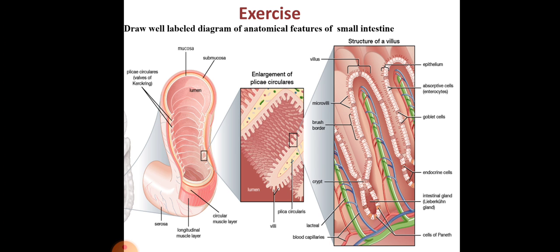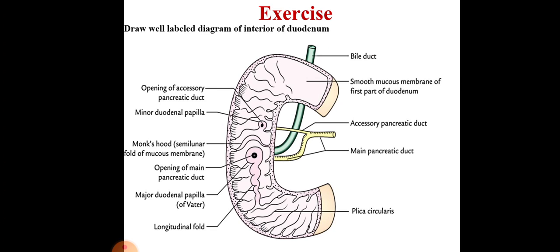Now this is the exercise for you. You have to draw this diagram in your files. This is the internal histology of the small intestine. Then this is the internal structure of the duodenum. This is another exercise for you. You should draw this diagram in your files and color it as it is in your diagram.